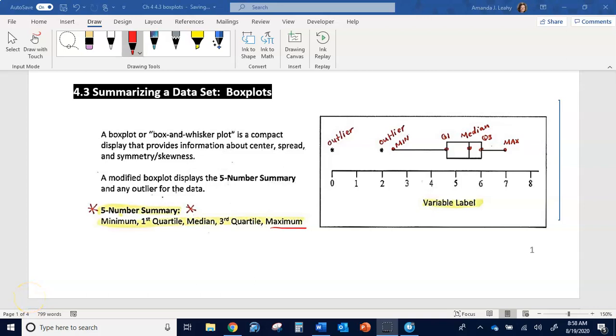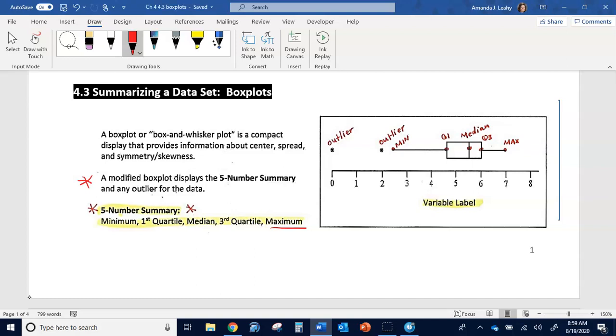All right, so today we're going to talk about box plots. A box and whisker plot, or a box plot, is going to be used to talk about a data set. They're really great for comparing data sets when we want to have information about center and spread, symmetry, skewness, things like that. When we're talking about box plots, we're going to be making what's called a modified box plot in AP Statistics. A modified box plot is going to also show us any values that are outliers.